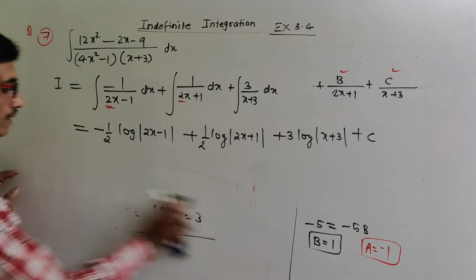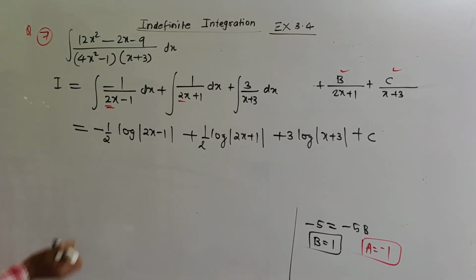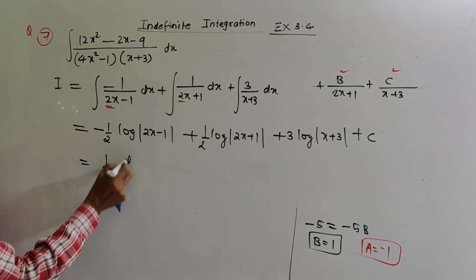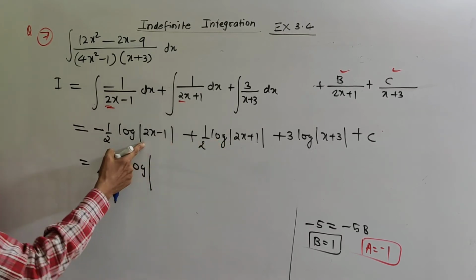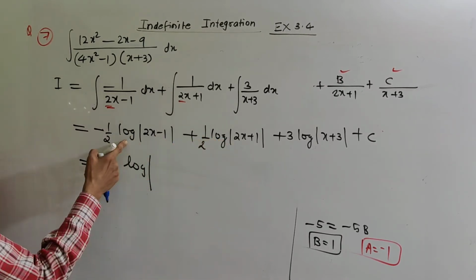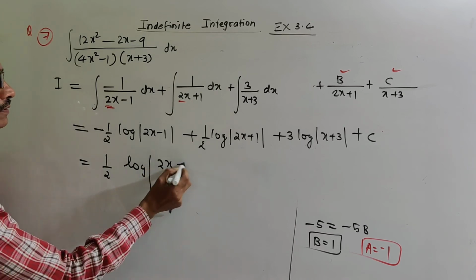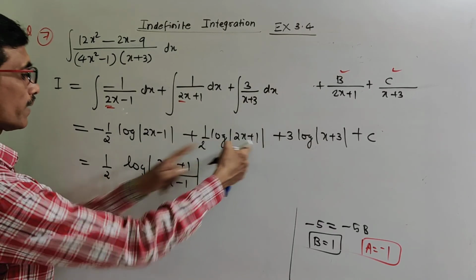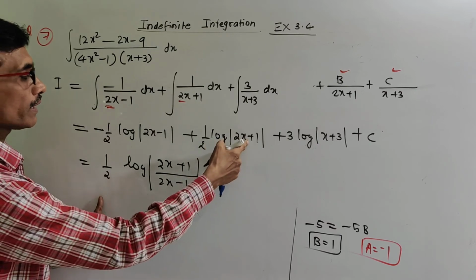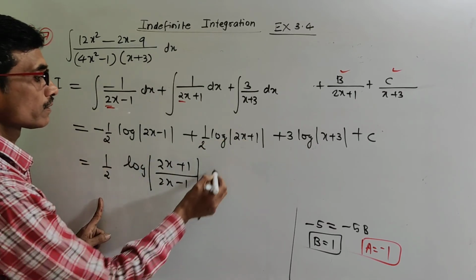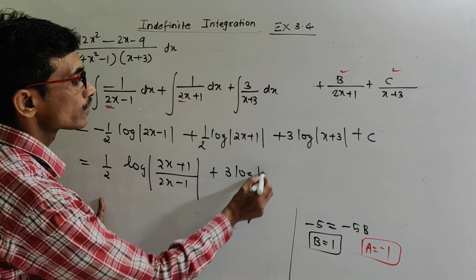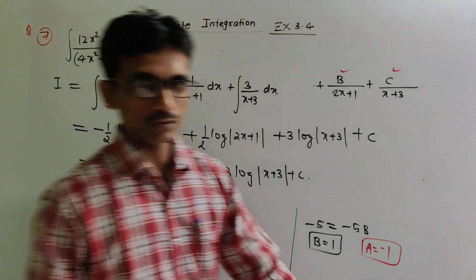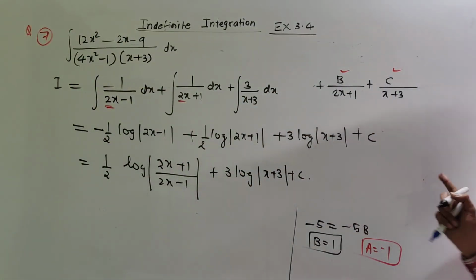We can simplify it further. Taking 1 by 2 outside, log m minus log n is log of m upon n, so which is 1 by 2 log of 2x plus 1 upon 2x minus 1, plus 3 into log of x plus 3 plus C. Once you get the values of a, b, c, then we can write the integral easily.